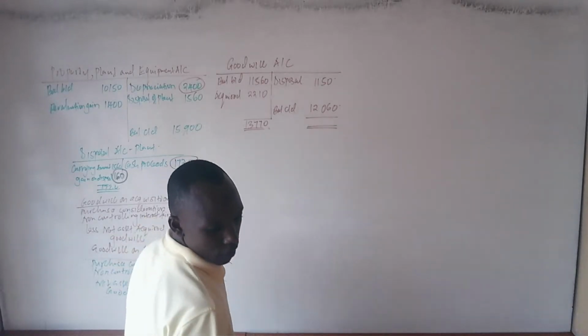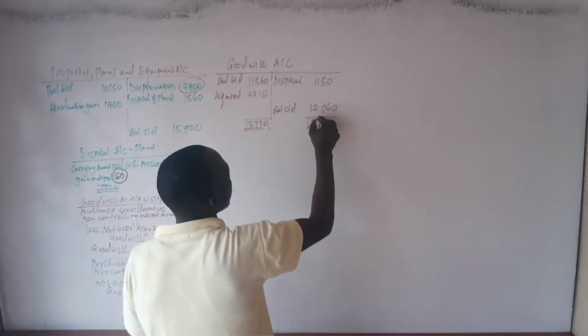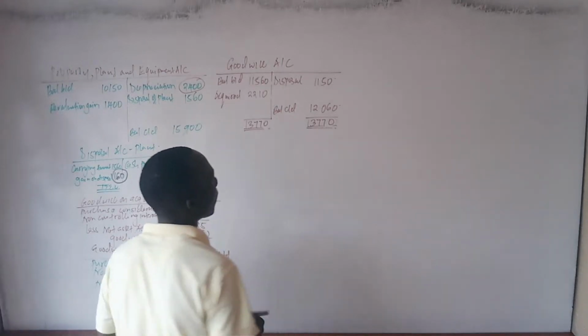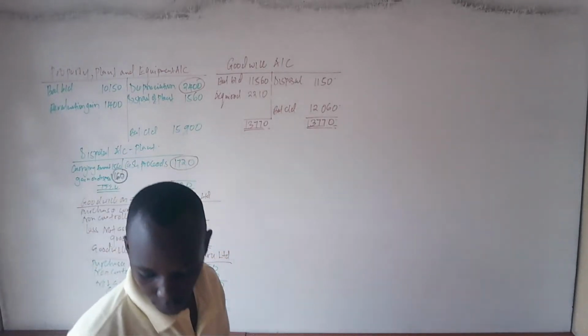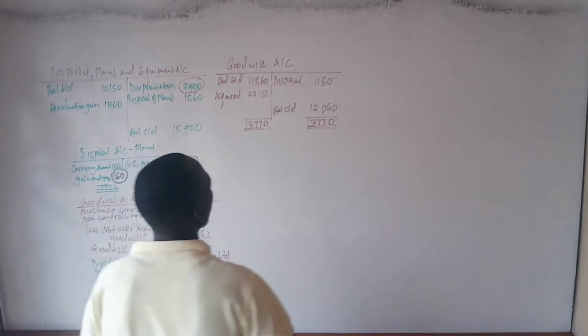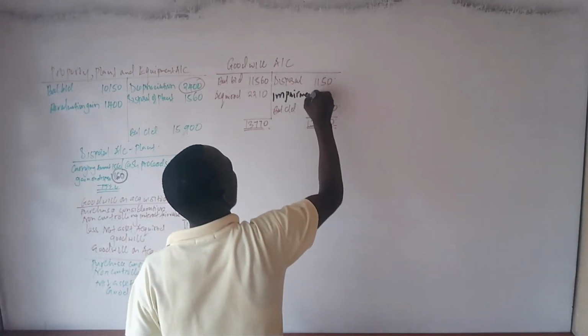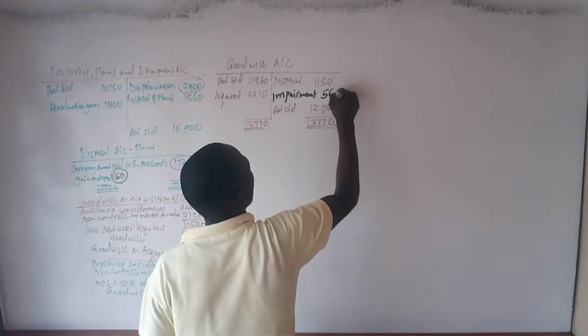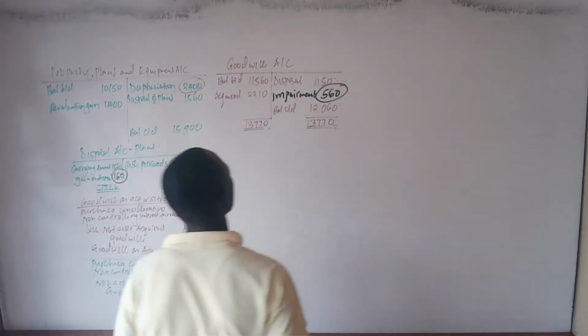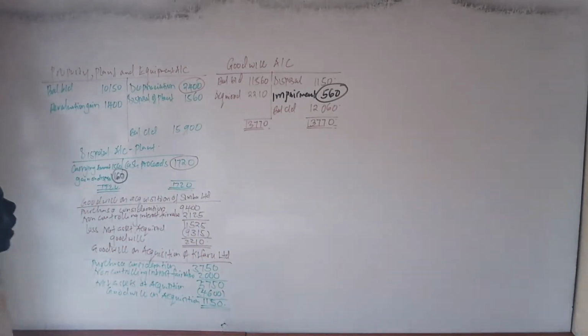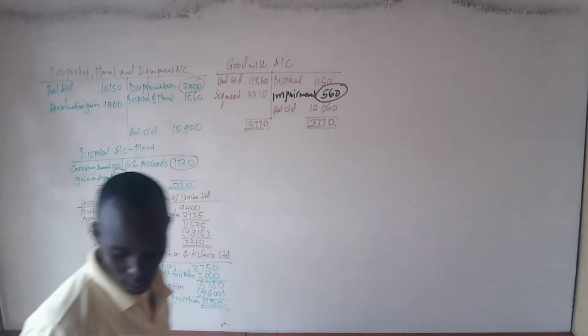Same how? Even 13,770. Then get the difference. The difference will give us what? 560. The impairment. So we have impairment of how much? 560. Impairment of 500 and 60. So this impairment will go to the adjustments. So we are done with that one.